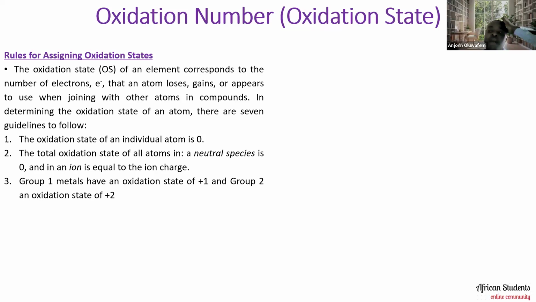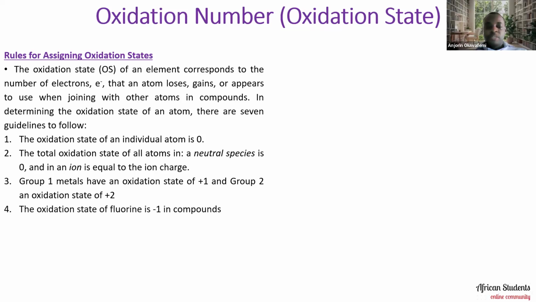For a group 1 element, what you see happening is that you have a 2-8-1 configuration. The one out there is what determines the oxidation state. And one of the things about them is that they are more than willing to give up that one in order to achieve the octet structure, which is a more stable structure. So the oxidation state of group 1 metals is +1, while the oxidation state of group 2 metals is always +2.